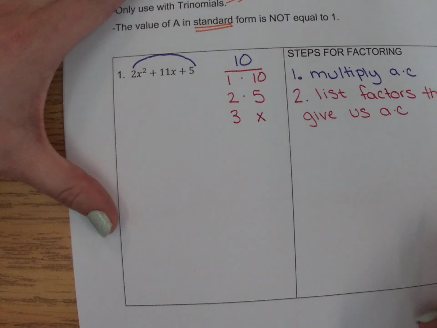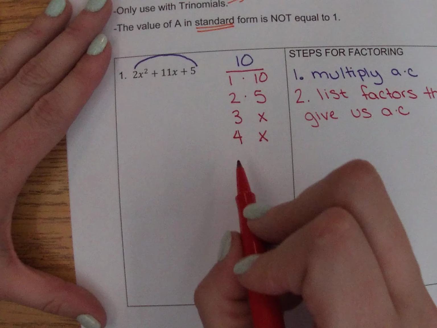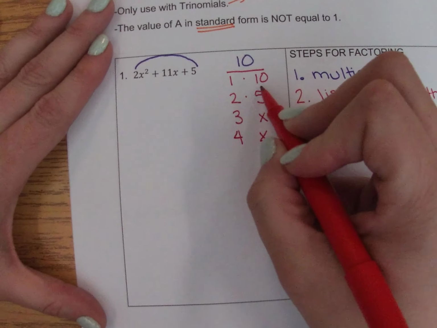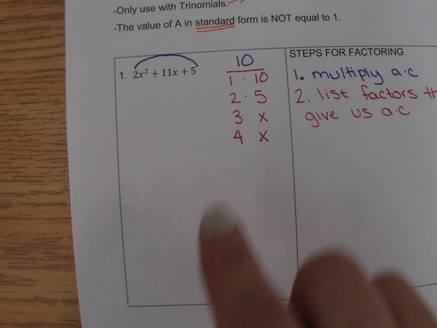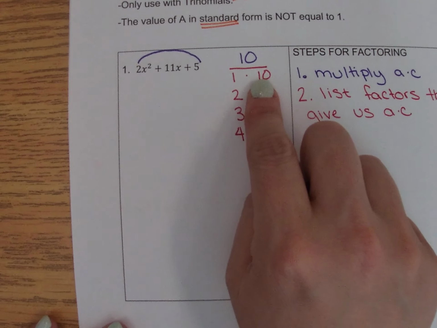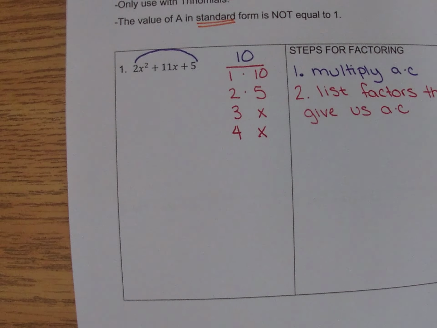3 times nothing is 10. 4 times nothing is 10. And then the next number that I would write down is 5, and 5 is already over here in my list. Now, if you say you're not super strong at your factors, you could use a calculator and you could take 10 divided by 1, which gives us 10. 10 divided by 2, which gives us 5. 10 divided by 3, which gives us a decimal, so that won't work.